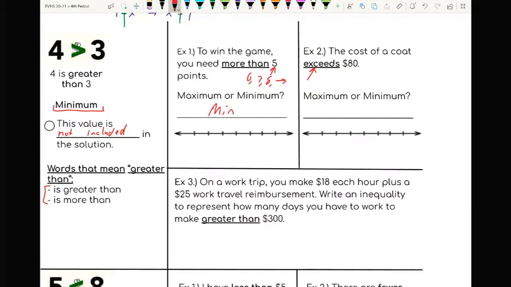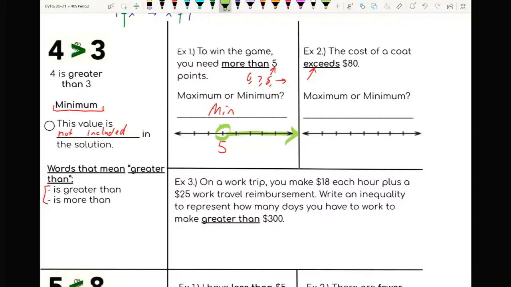Now for these number lines, you don't necessarily have to fill in every single one of these, because honestly all that really matters is that 5. Now, is 5 included in the answer, in the solution? If you get 5 points, do you win? No, you need more than 5 points. So 5 is not included. So we open circle and then go.